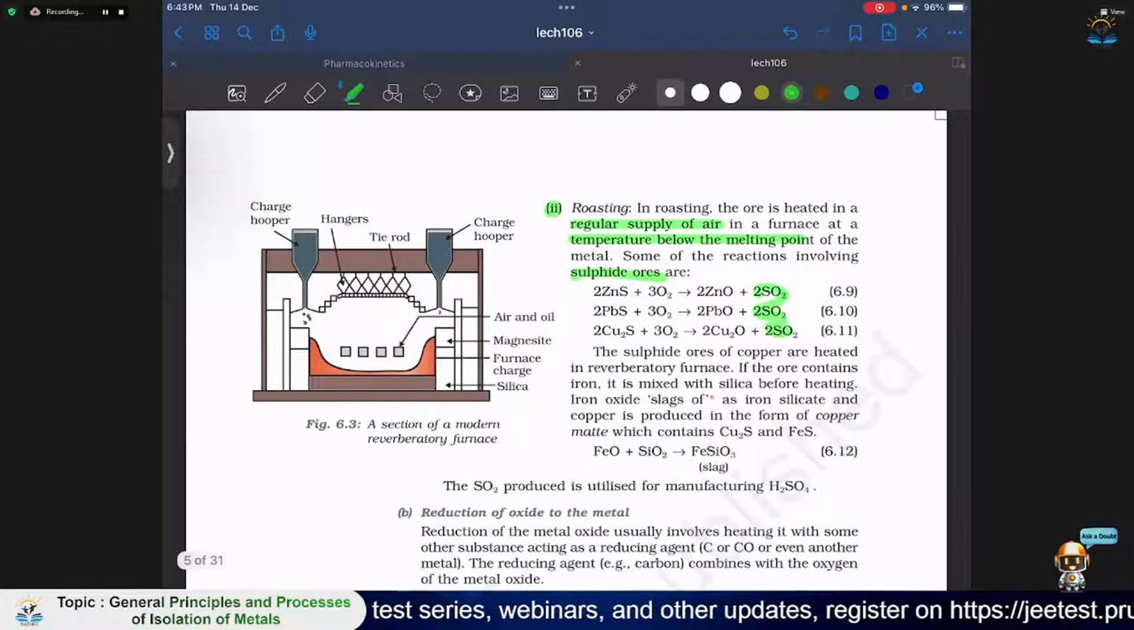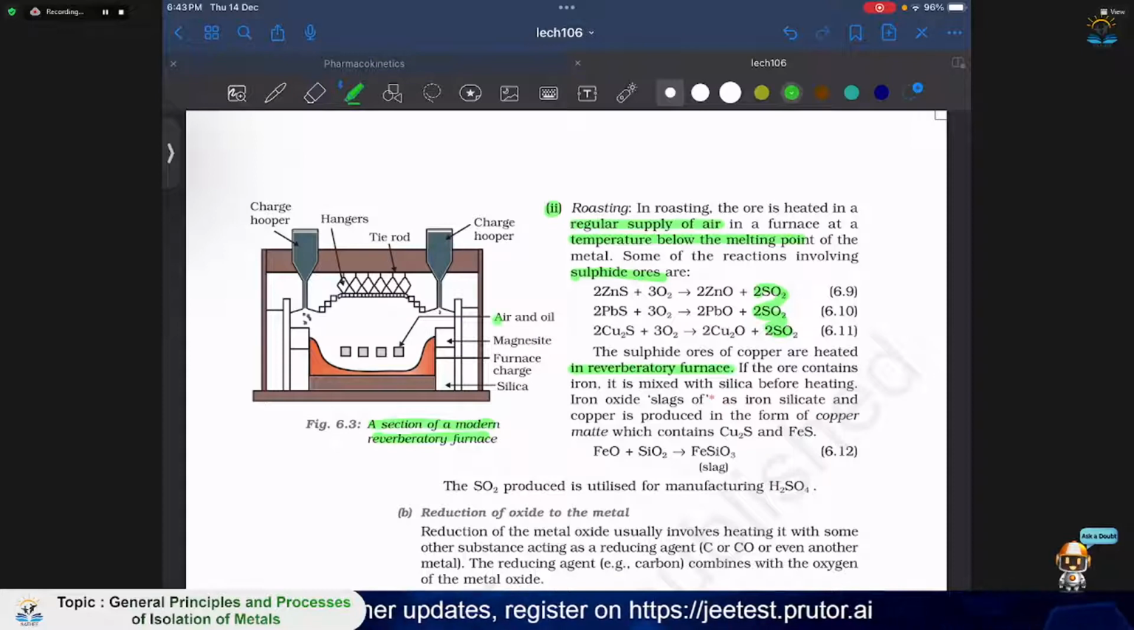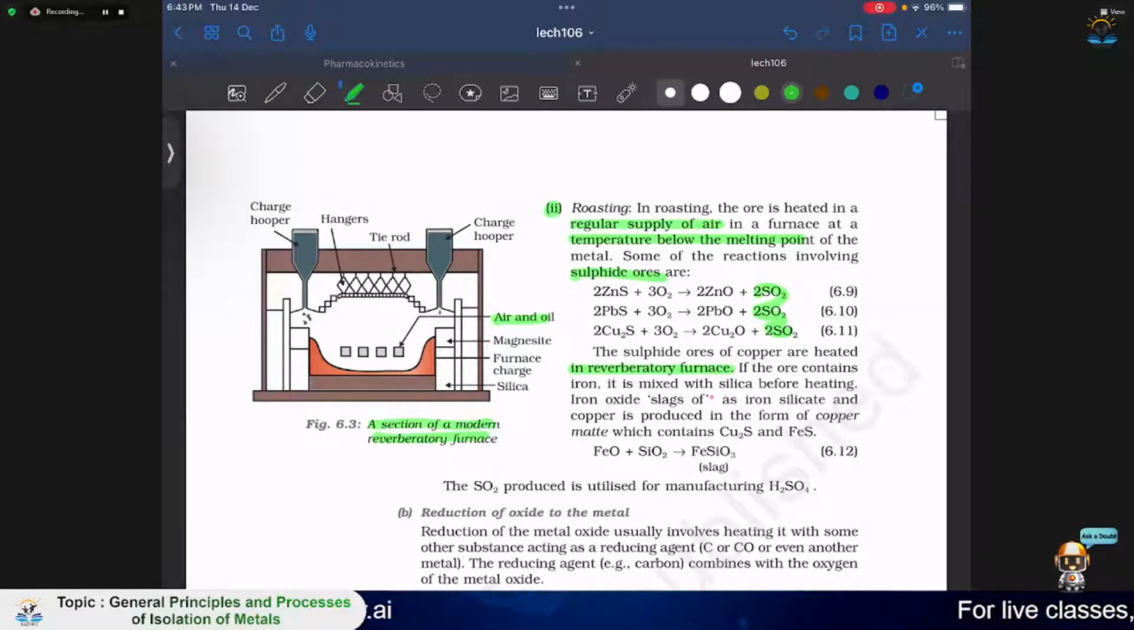Sulfide ores of copper are heated in a reverberatory furnace. This is a reverberatory furnace. Here you keep adding air, and it has got a complicated structure. Keep adding air and keep pouring in the sulfide ore, converting it into oxide.